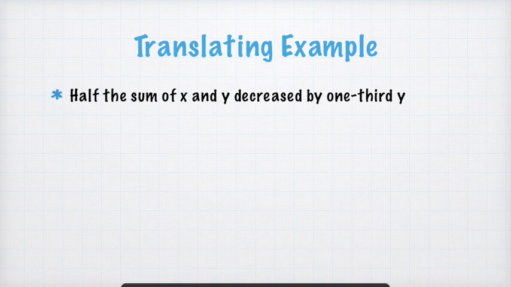Let's do a quick two examples. We're going to translate this. So we're going to go half the sum of x and y decreased by 1/3 y. So sum means that these two are going to be added together. Decreased implies that we're going to be subtracting. Half means that our coefficient is going to be half of whatever we're adding here. And we have 1/3 of y.